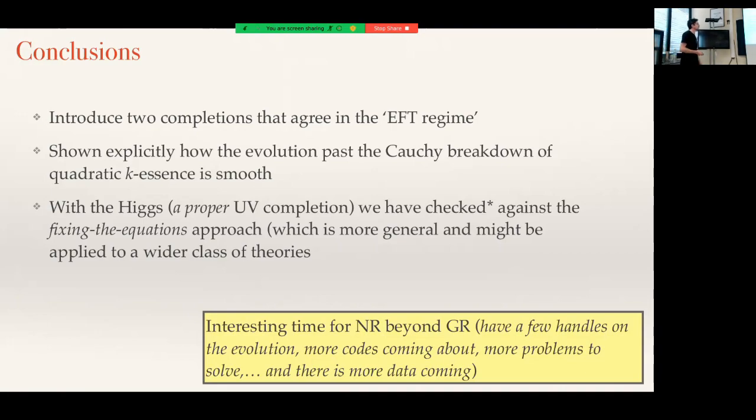My final remark is that I tried to introduce to you some of these ideas, how we can have a handle on the evolution of the GR theories, something that was not possible 10 years ago. There are more codes coming about, and there are more problems besides this to solve. Hopefully, with next generation detectors, we have more data to draw conclusions about the nature of gravity. So that concludes my presentation.